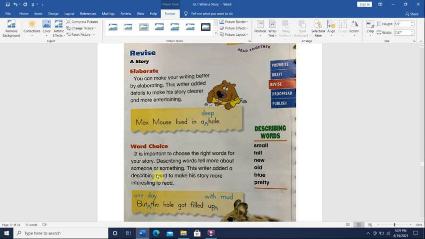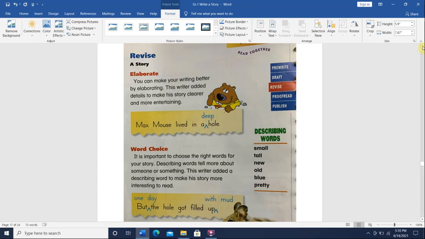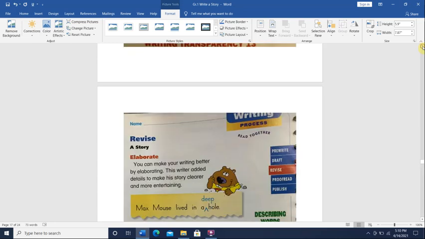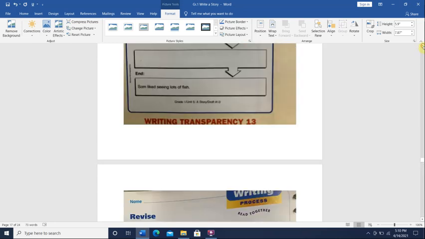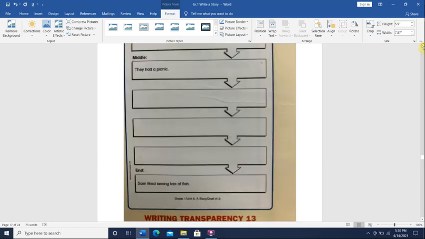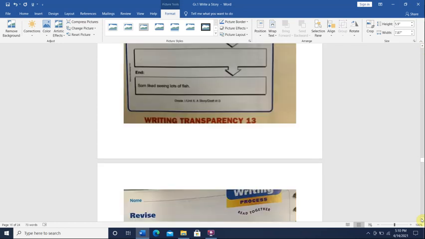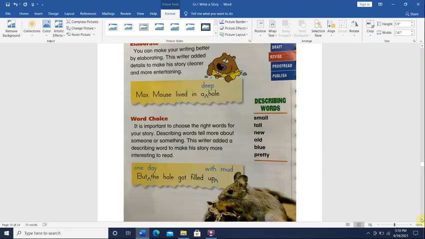capital letter, end with the correct end mark, or if we can use describing words to make the story better. Okay, so as we mentioned before, let me try to show you, right? We put our story in a story map in the correct sequence for beginning, middle, and end, and then we start writing our draft where we revise the details of each story.